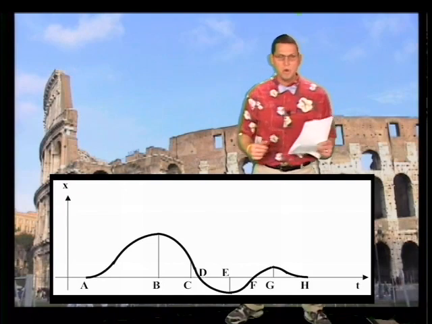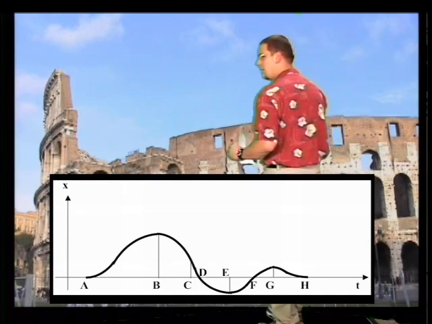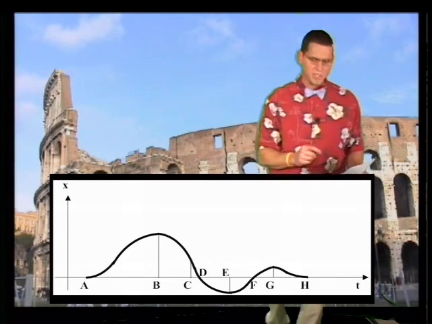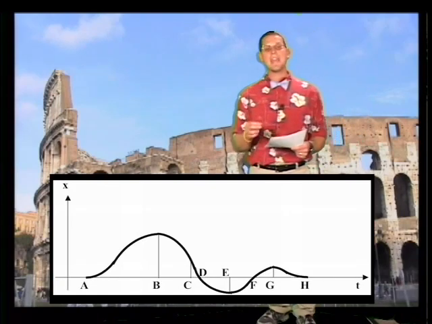So think about it. If you're moving forward for a long time, you turn around and come back for a little bit, and then you turn around and come forward again, but not as much, where were you the furthest from your starting point? Well, that's going to be at D.